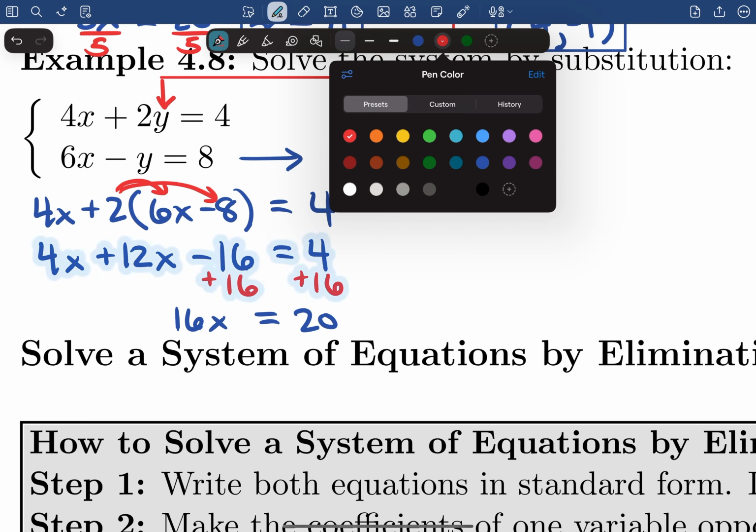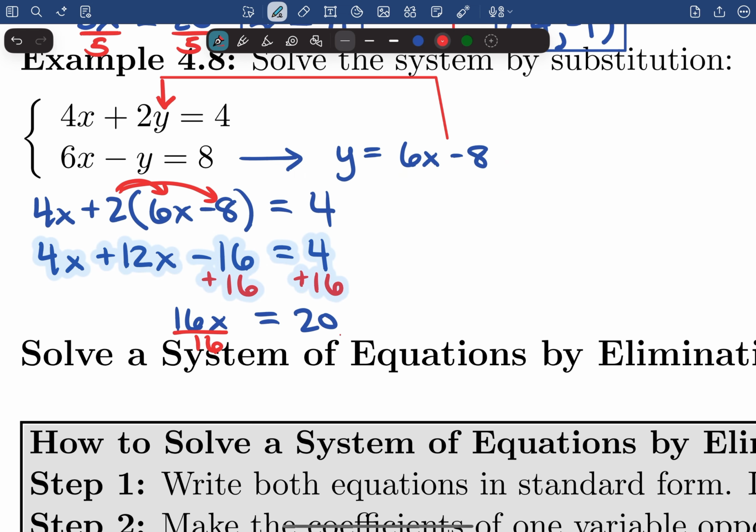And lastly, I divide by 16. I'm now dividing by 16 from left to right. Okay, and I've solved for x. x equals 20 over 16, which is a fraction that reduces to 5 over 4, because 20 and 16 are both divisible by 4. 20 divided by 4 is 5, and 16 divided by 4 is 4. I have now found x. Yes, our solutions can be fractions.